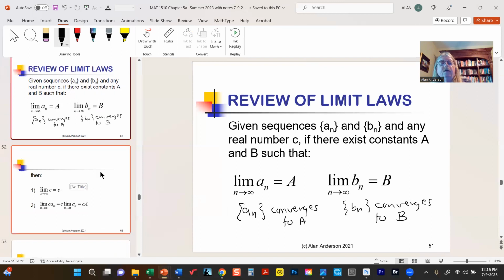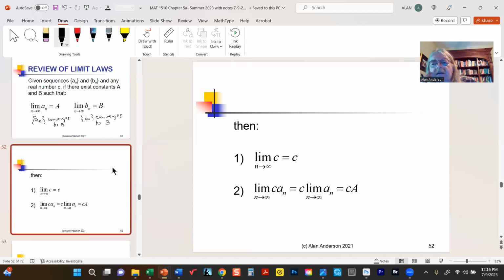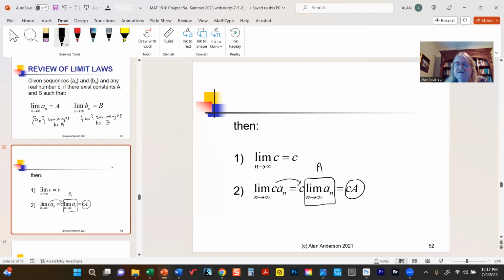Then we have the following, and these are very much like the laws we've seen before when they were applied not to sequences, but to functions of x. So the limit of a constant is the constant. Now here I can factor out the c, and then just this piece, by definition, is equal to A, and therefore we just have cA. That's because we chose that on purpose. We were told that that sequence has a limit of capital A.